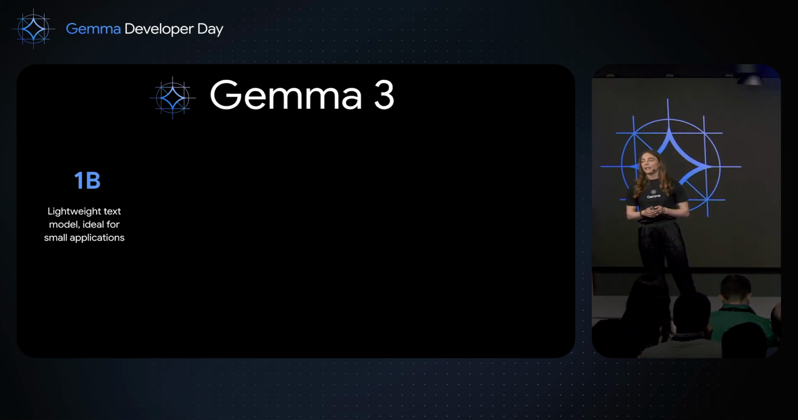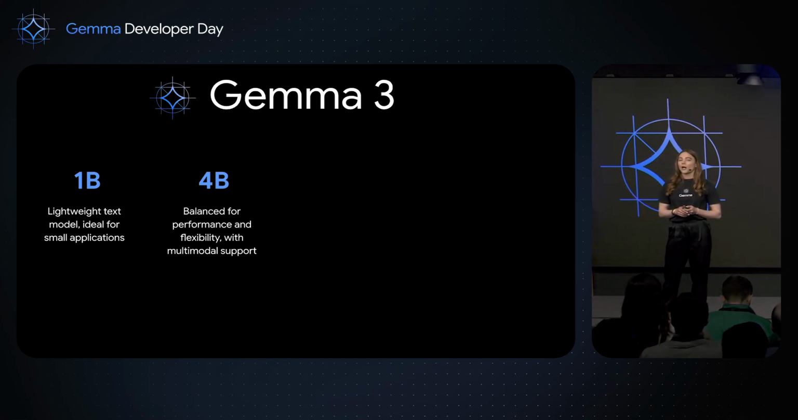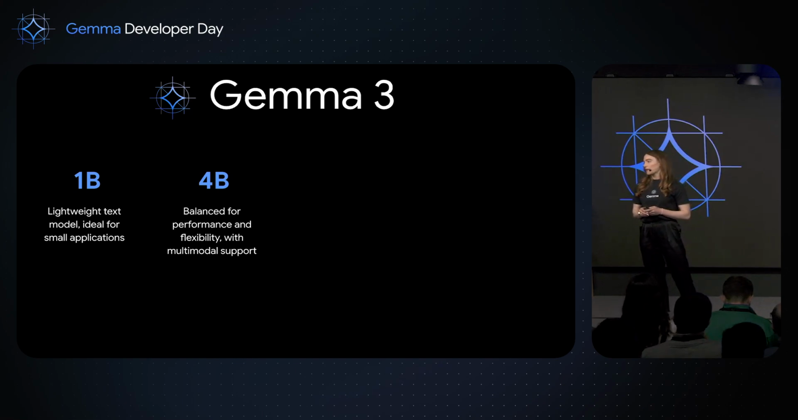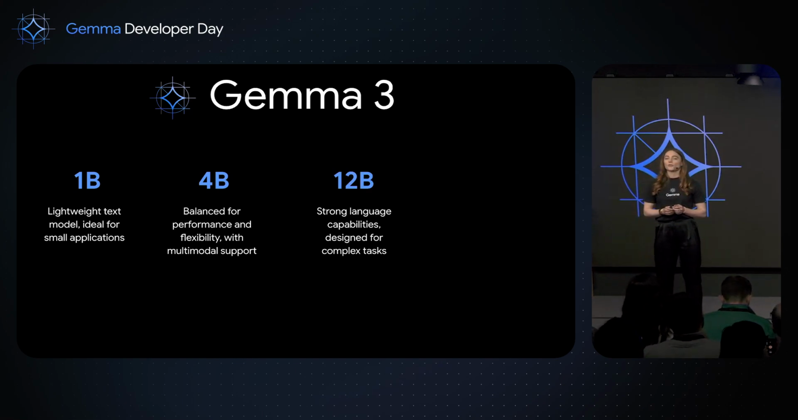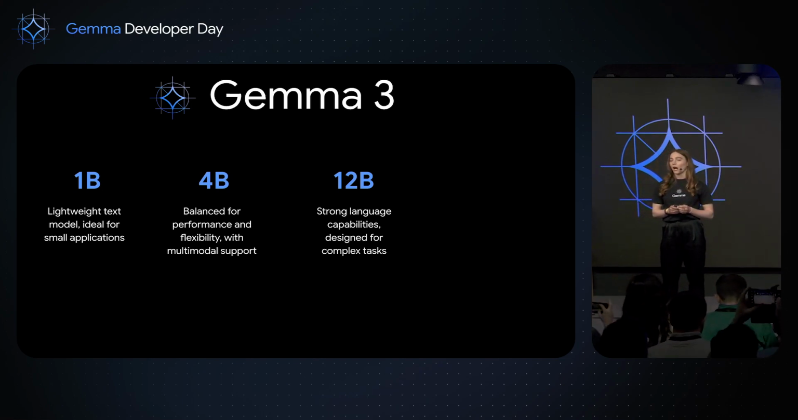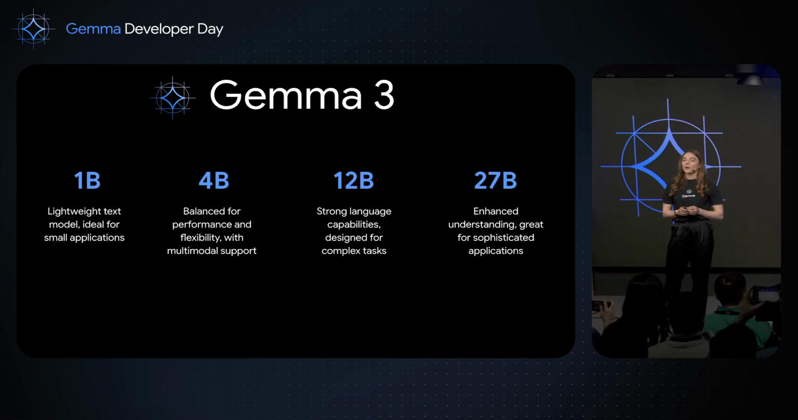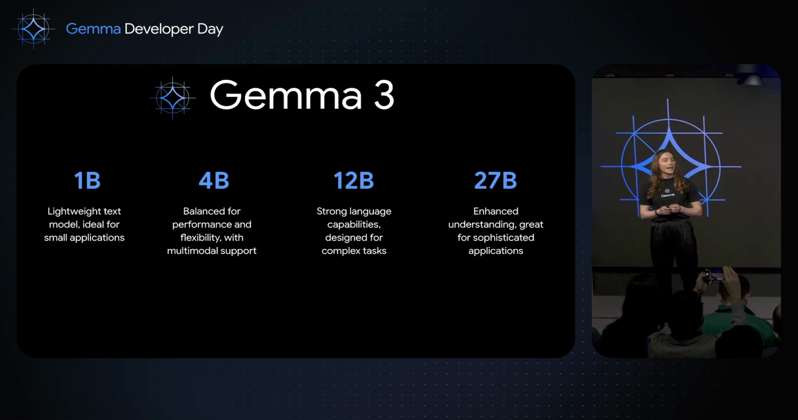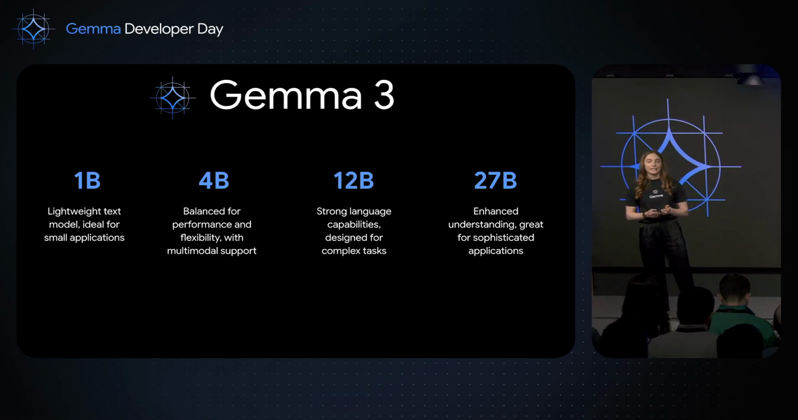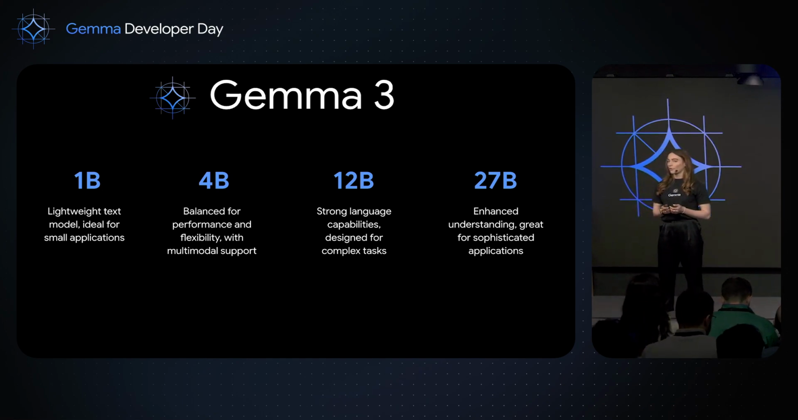Our 1B is a lightweight text model, which is ideal for small applications. Our 4B balances flexibility and performance with additional multimodal support. Our 12B has strong language capabilities and is designed for more complex tasks. And last but not least, our 27B. This is our most sophisticated model yet, offering a significantly expanded capacity for handling intricate tasks and delivers an elevated level of performance for demanding applications.